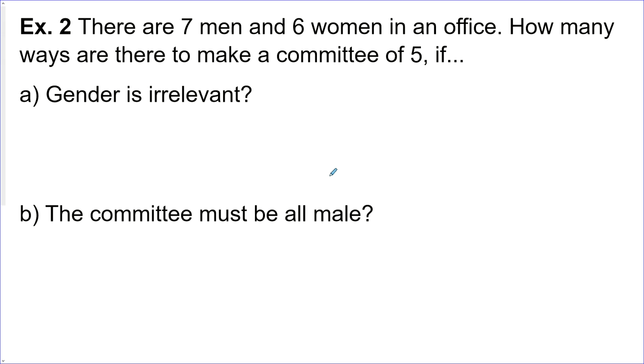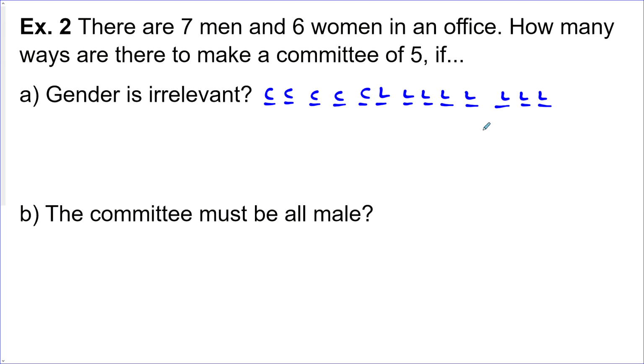There are 7 men and 6 women working in an office. How many ways are there to make a committee of 5 if gender is irrelevant, as it should be in most cases? We've got 13 people here. 1, 2, 3, 4, 5, 6, 7, 8, 9, 10, 11, 12, 13. We're going to want 5 of them, 1, 2, 3, 4, 5, to be on the committee. And the other 8 will be left out. 1, 2, 3, 4, 5, 6, 7, 8. Now, how many ways to rearrange those letters?